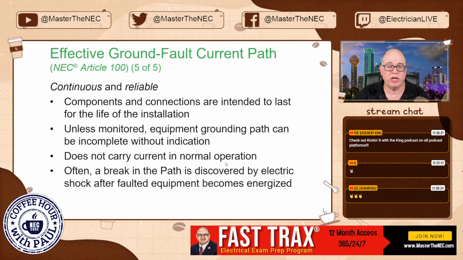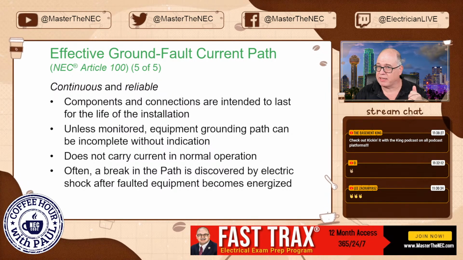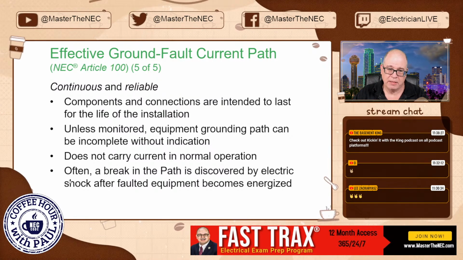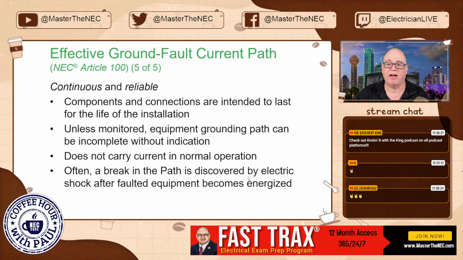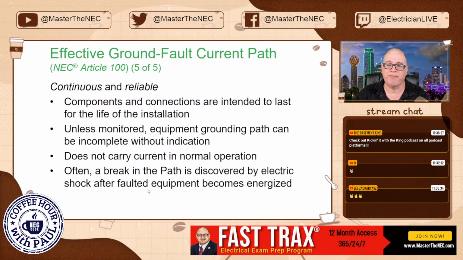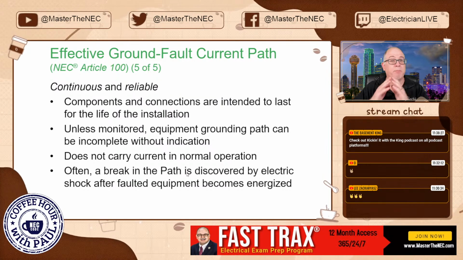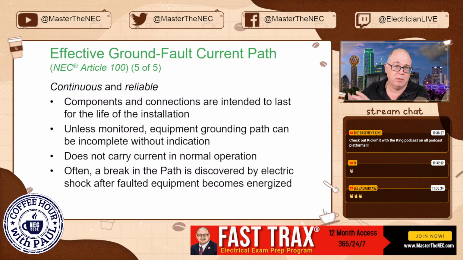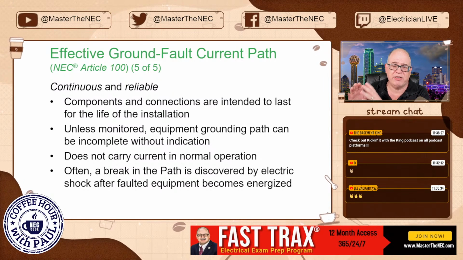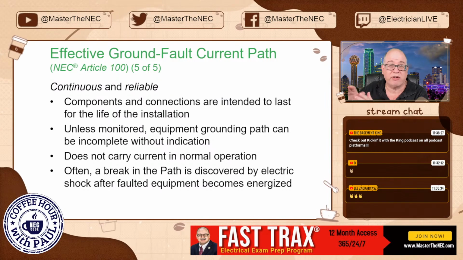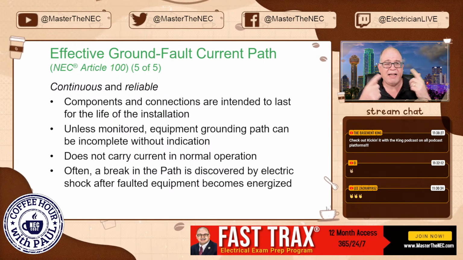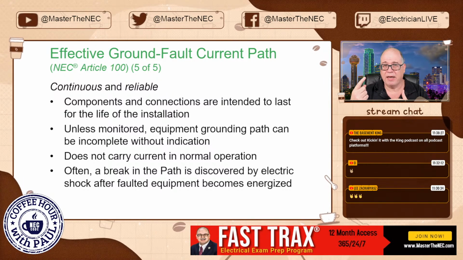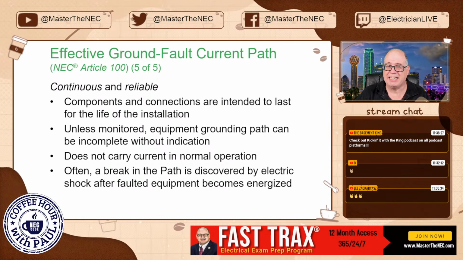Does not carry current normally. Exactly right. Equipment grounding conductors in all the raceways are not designed to carry current under normal conditions. Okay. Often a break in the path is discovered by electric shock after faulted equipment becomes energized. An improper neutral to case connection downstream, whereas you take a remote distribution panel and you accidentally connect the neutral to the case like you're not supposed to, you might have a system that still works because everything is connected right, and you will never know that somebody did it wrong.